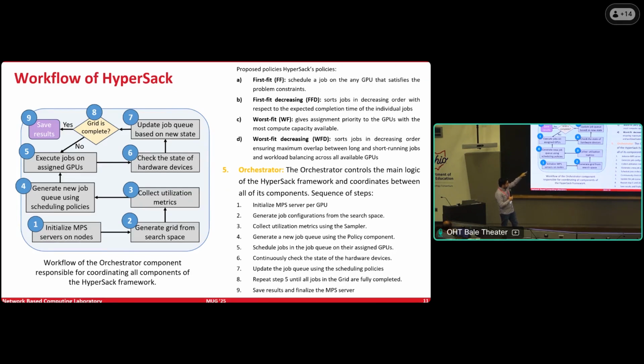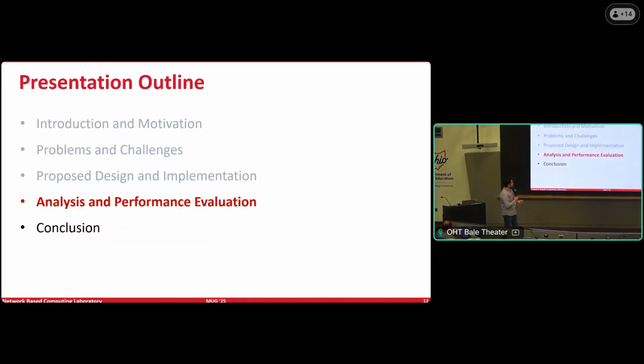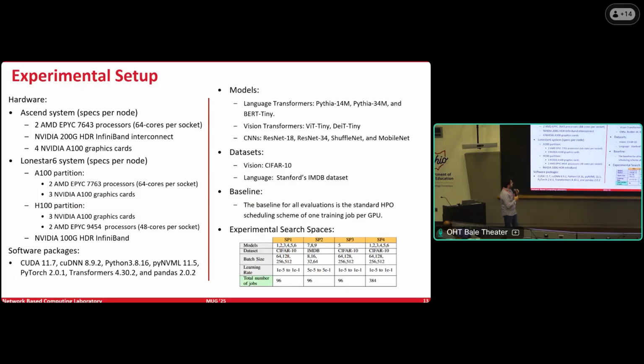The policy is responsible for making the scheduling decisions. So we propose four different policies: first fit, first fit decreasing, worst fit, and worst fit decreasing. First fit will just fit the job on the first GPU that satisfies the requirements. Decreasing means we sort the jobs in a decreasing order.